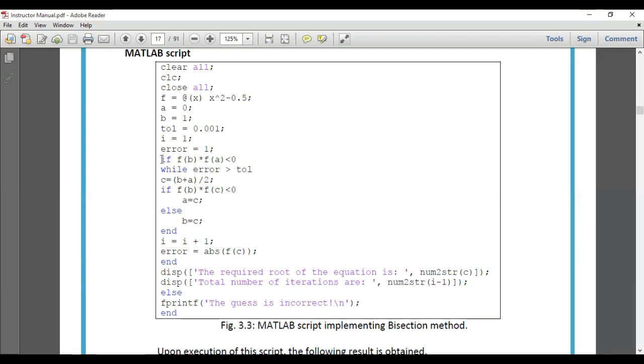And if this if condition becomes false, then it means these two initial guesses are wrong, and we have to specify new initial guesses. So in that case, in the command window, this statement will be printed out, and this statement is the guess is incorrect. So this code will also show us the total number of iterations in which the algorithm has converged.